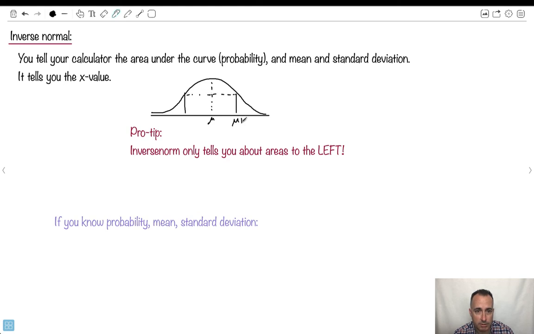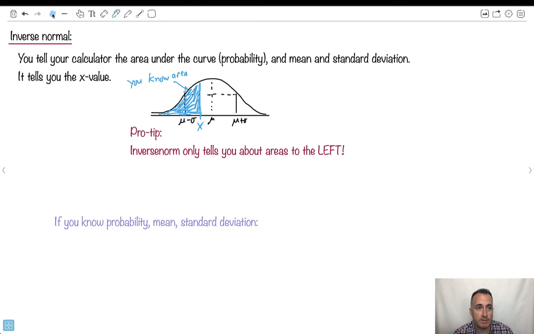So we know the mean plus sigma, we know the mean minus sigma. If you know both of these, you know the mean and the standard deviation, you can ask your calculator for something called inverse norm. Let's say I'm given this area right here, and this value here is some x value which I don't know. I'm trying to find x. You know this area from here to the left.